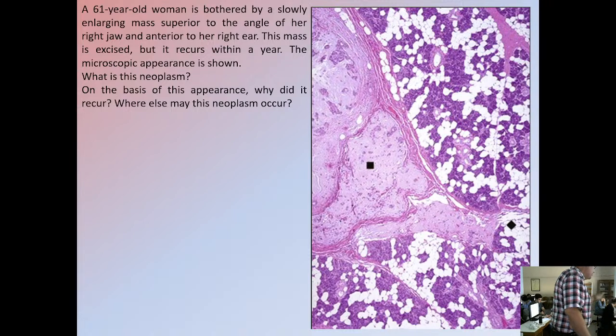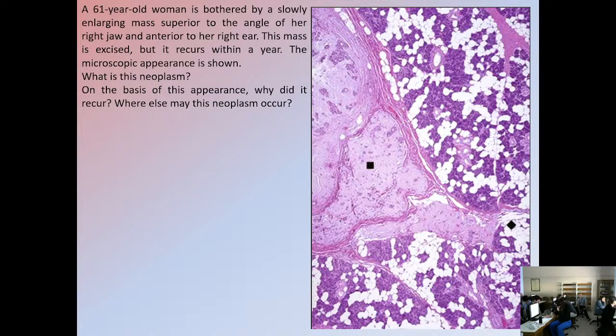However, this is clinically important because if such a tumor is enucleated, what does enucleated mean? You just remove the tumor with no surrounding normal tissue. This is not enough. Why? If you leave that projection within the neighboring salivary gland parenchyma, what will happen? It will recur.